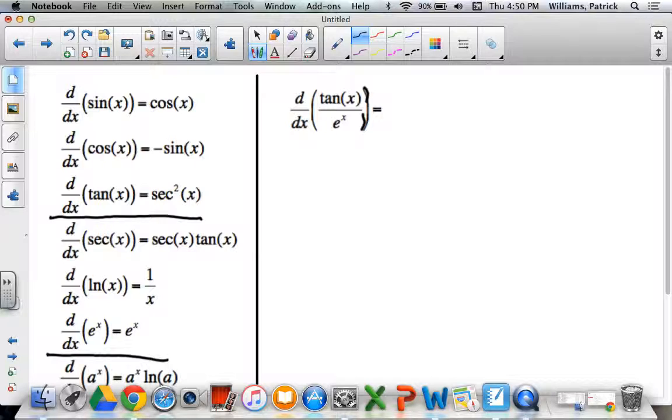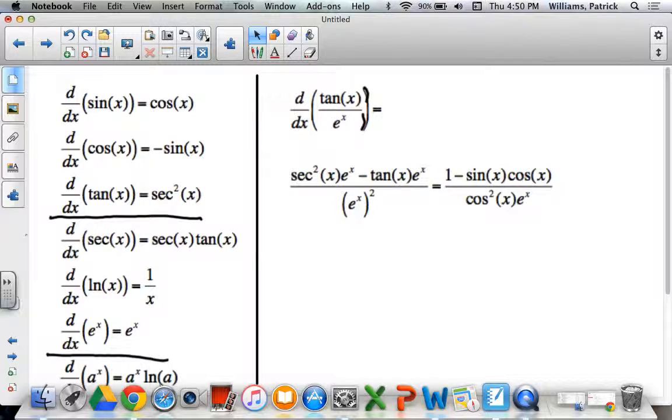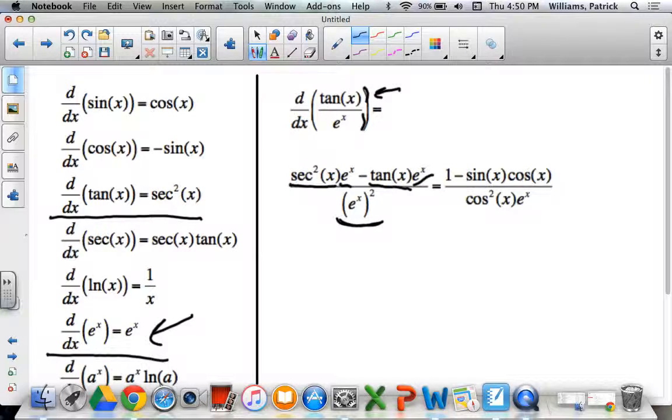Alright, if you go over this solution, we'll get something that looks like this. So this is just using the quotient rule. Secant squared is the derivative of that top function right there times the bottom function. Then we have minus the top function times the derivative of the bottom. Realize that the derivative of e to the x is just e to the x. That's why that doesn't change. And then we have the bottom function squared down here.